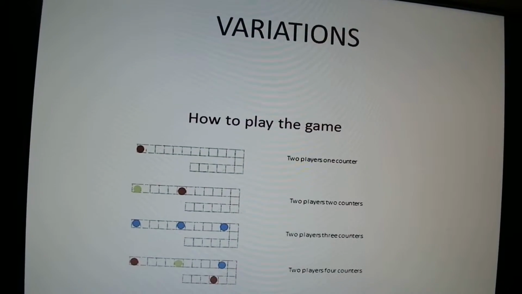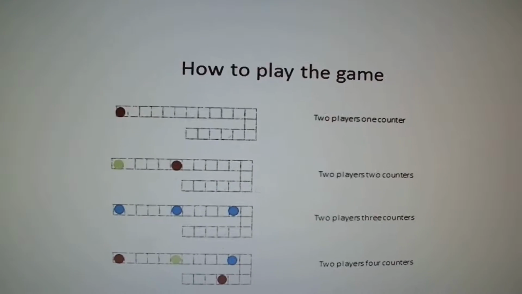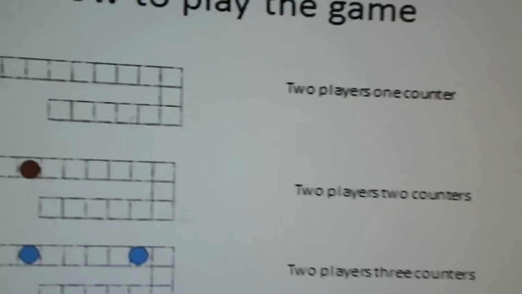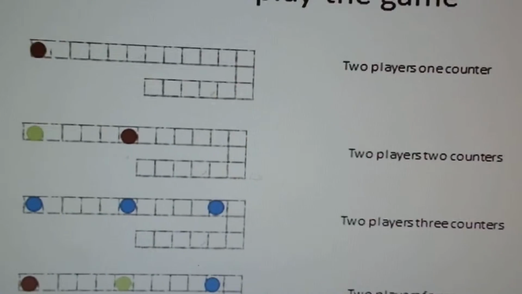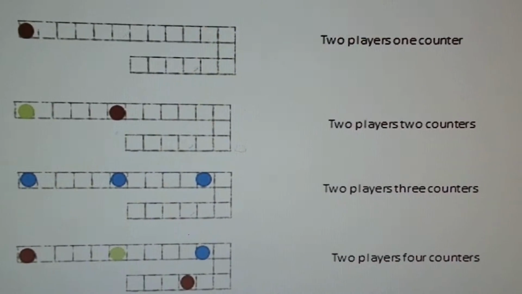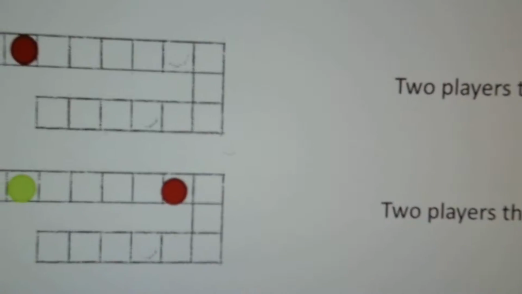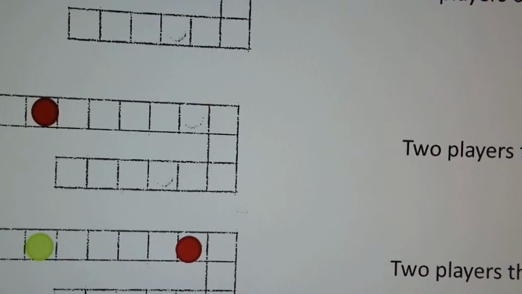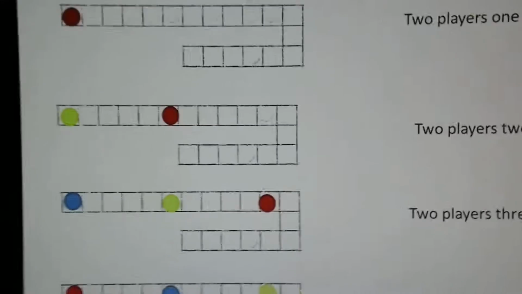These are variations of the game. You can start with 1 board, 2 players with 1 counter, 2 players with 2 counters, 3 counters, or 4 counters. So let's play Slide Linear NIM. This is how you play the game.